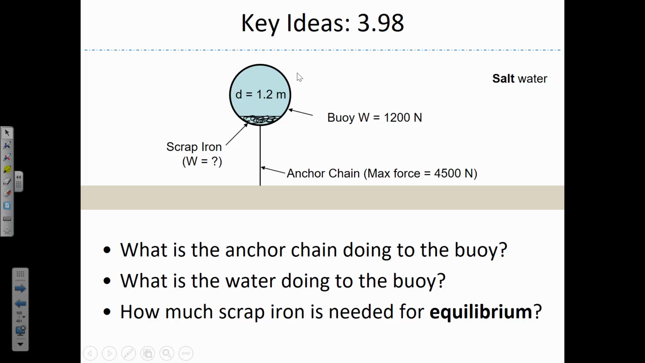And then the question is, how much scrap iron needs to be in there so that we don't break the chain? Because presumably, if there's no scrap iron, the buoyant force is going to be so large that it would exceed the capacity of this chain to hold it down to the ocean floor. So we're going to have to load in a certain amount of scrap iron just so that this maximum force limit isn't exceeded in the anchor chain. So hopefully that helps you to visualize what's going on in that problem. Any questions before we move on to another one?